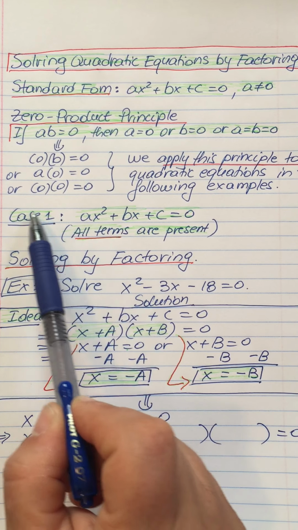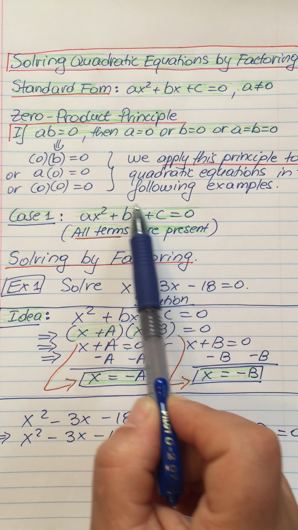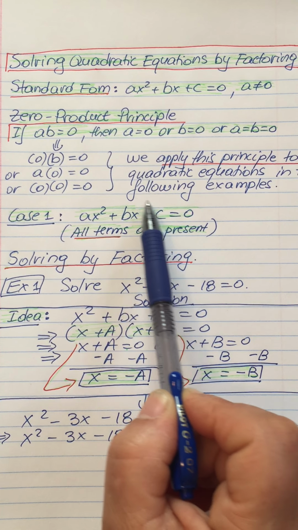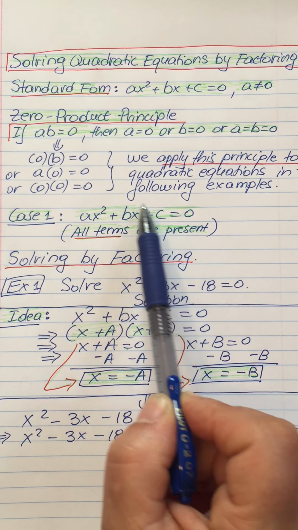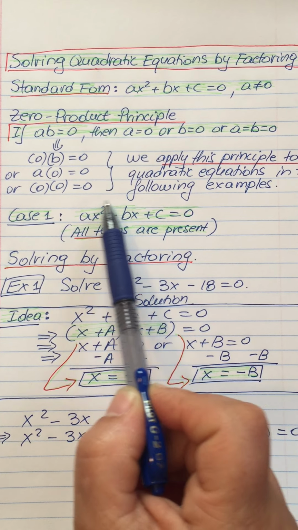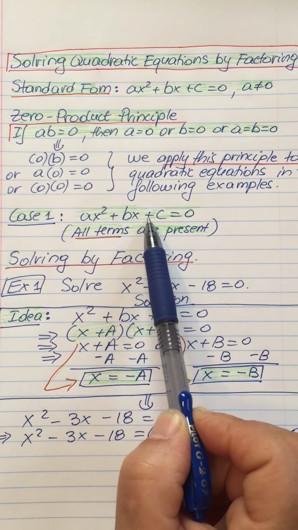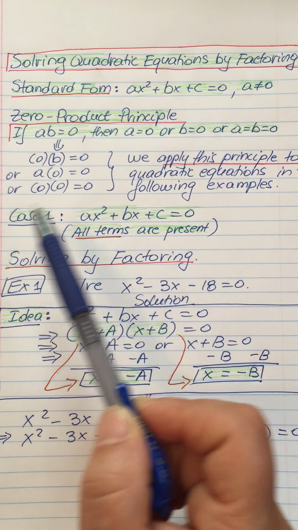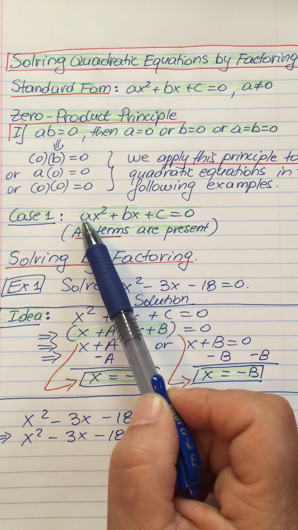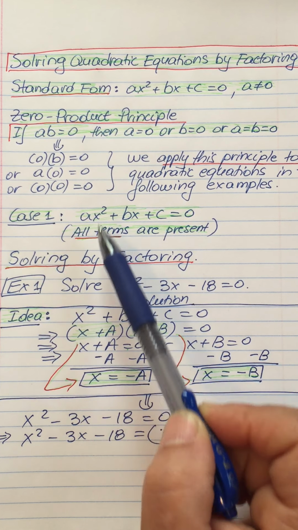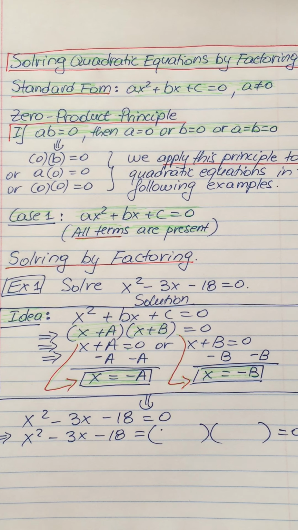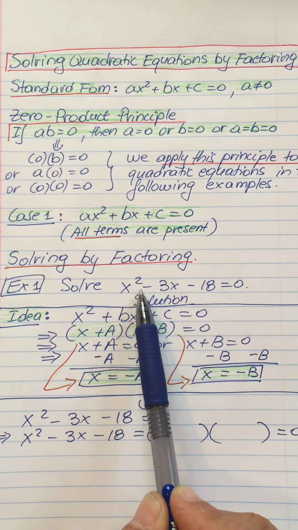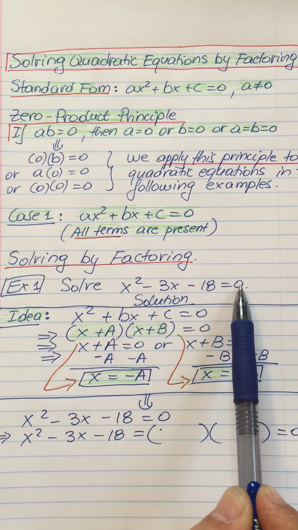Now we are going to apply this principle to solve some quadratic equations in the following examples. The first case will be when we have all three terms in the equation. The three terms of the trinomial must be on the same side, because we know how to factor this trinomial. This method is by factoring, so we have to use the knowledge that we have about factoring trinomials.